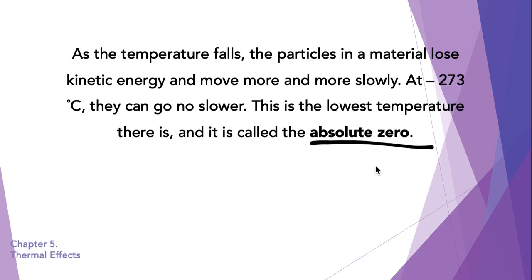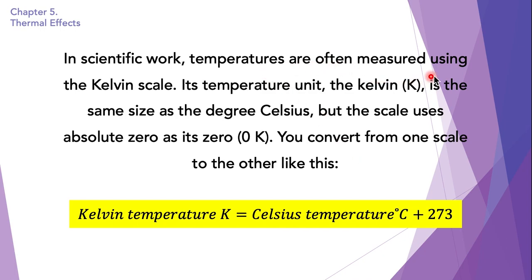Now, in scientific work, temperatures are often measured using the Kelvin scale. It's not the degree Celsius, it's the Kelvin scale. Its temperature unit, the kelvin, which is represented by a capital K, is the same size as the degree Celsius, but the scale uses absolute zero as its zero. The only difference between them is that the Kelvin scale uses absolute zero, which is minus 273, as its zero. So 0 Kelvin represents minus 273.